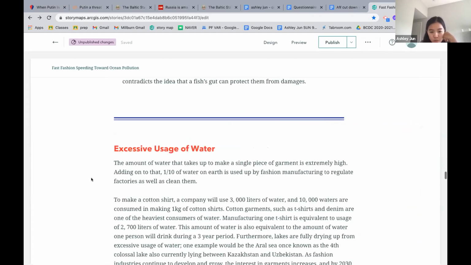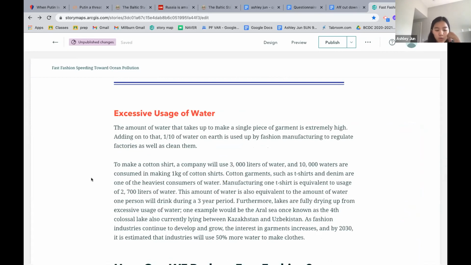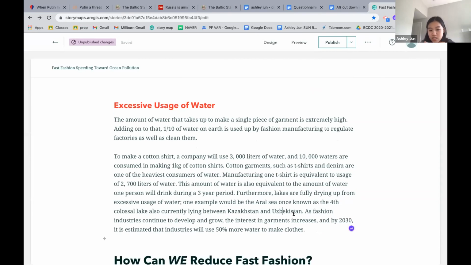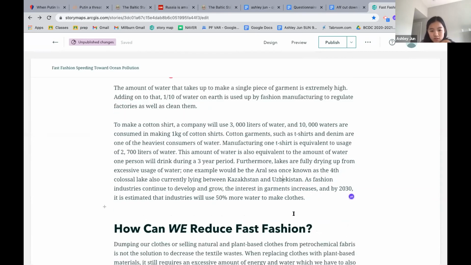On the excessive usage of water, I talk about how making clothes requires an excessive amount of water. That means fashion industries and manufacturers sometimes need to take that water from nearby rivers or oceans, so those bodies of water are going to be drying up in the future. We see that in Kazakhstan and Uzbekistan, where lakes and seas have already dried up.